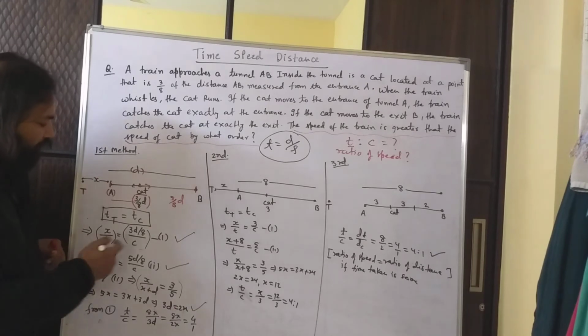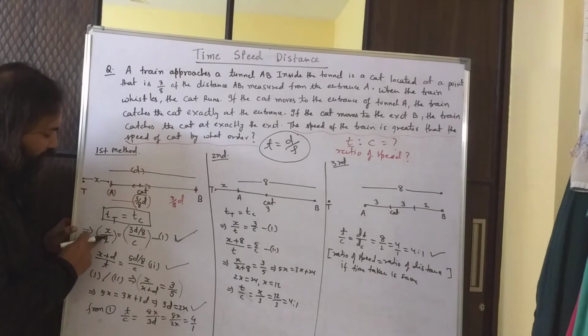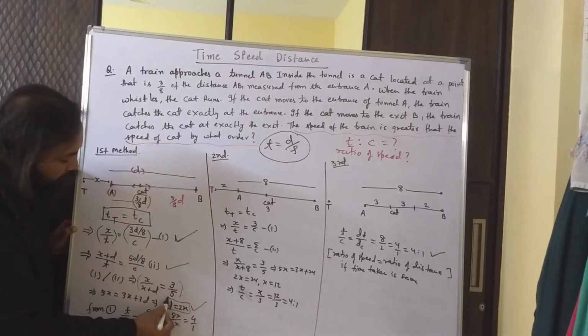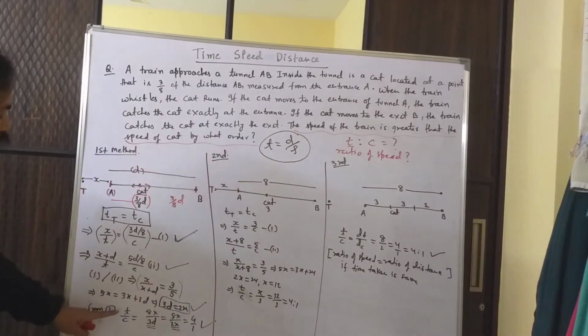Now from equation 1 again, if I take this t on RHS and bring that 3d by 8 down, I will be getting t upon c is equal to 8x upon 3d, and from this place I know that 3d is nothing but 2x. So in place of this 3d I can substitute 2x. Now I get 8x upon 2x, which is 4 by 1. So x got cancelled and I got the ratio of t by c, which is nothing but train speed and cat speed. So our answer is 4:1.